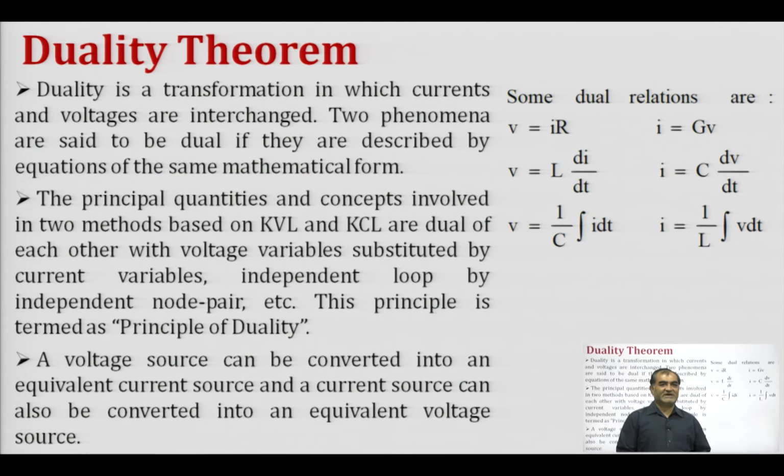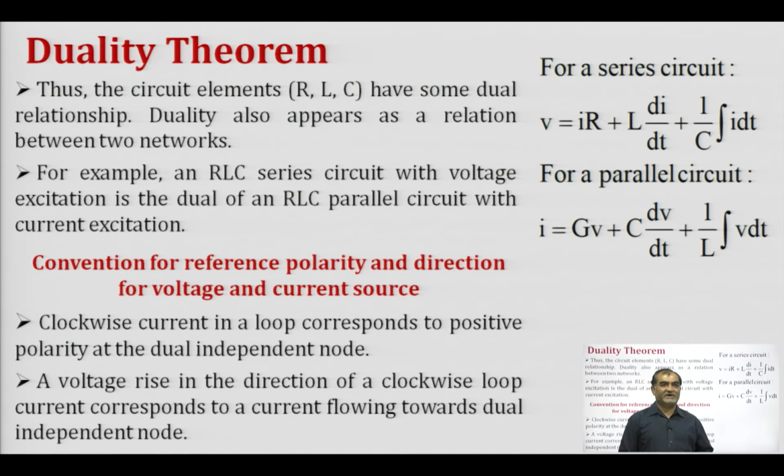A voltage source can be converted into an equivalent current source, and a current source can be converted into an equivalent voltage source. This is what we say by the principle of duality. Therefore, the circuit elements R, L, C have some dual relationship. Duality can also appear as a relationship between two networks. For example, an RLC series circuit with voltage excitation is the dual of an RLC parallel circuit with current excitation.